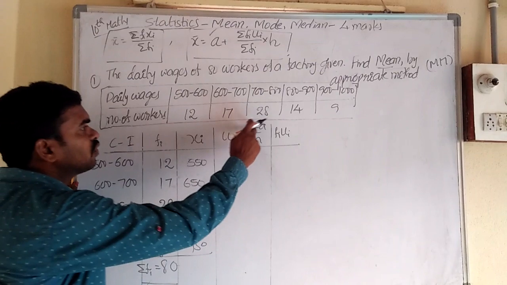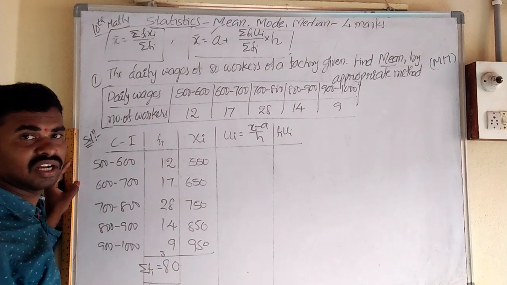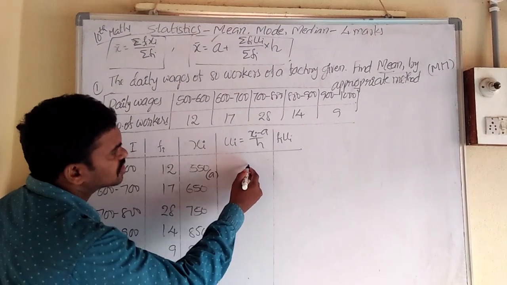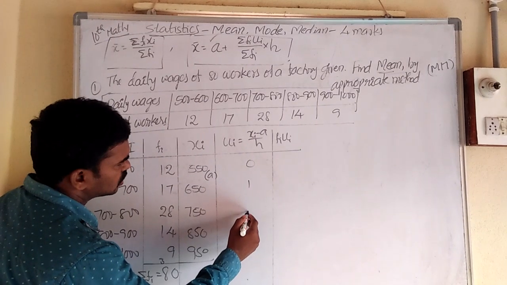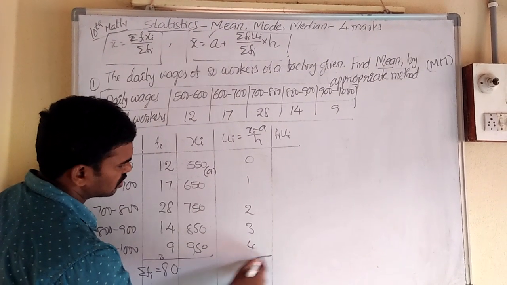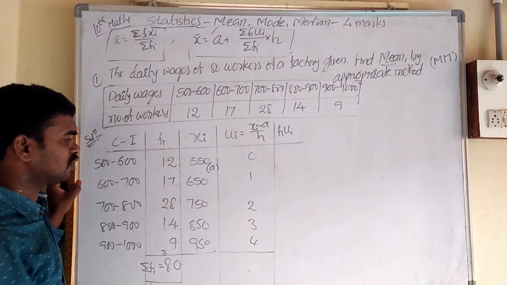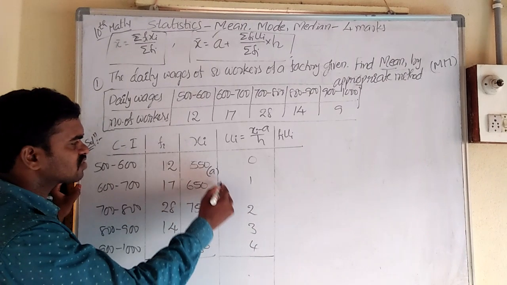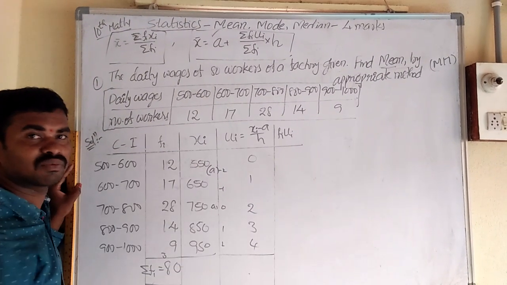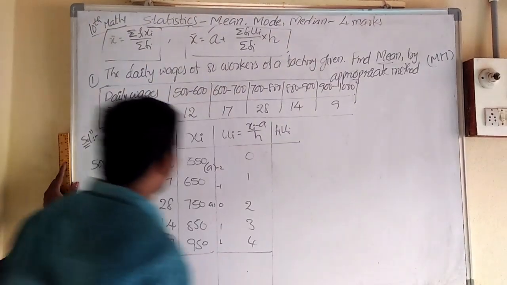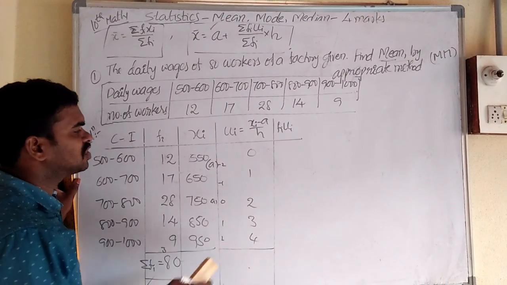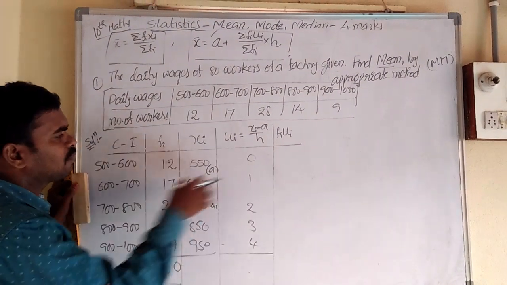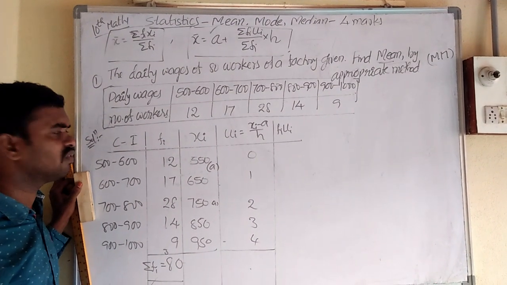Next ui. Without doing this calculation, we can write it: if you take this as the assumed value a, then immediately the next value is 0, then 1, then 2, next 3, next 4. Suppose you like to take this as a, then 0, minus 1, minus 2, plus 1, plus 2, and we have to solve like this. If negatives are involved, we may get some confusion or wrong steps. That's why I'm taking all positives, so I have taken the first one as the assumed value a.